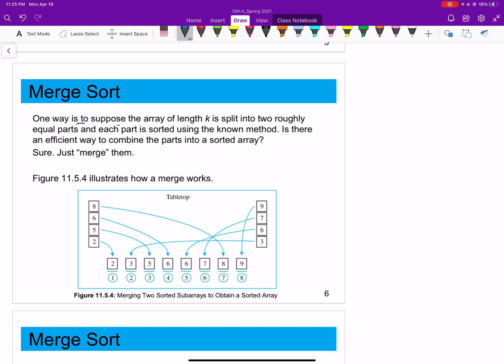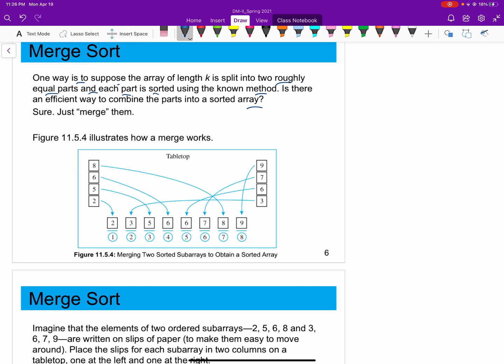One way is to suppose the array of length k is split into two roughly equal parts and each part is sorted using the known method. Is there an efficient way to combine the parts into a sorted array? Just consider this a subsequent step. You are given this sub array which is already sorted, and you are given that sub array which is already sorted. Now you have to merge them such that the resulting array is sorted.